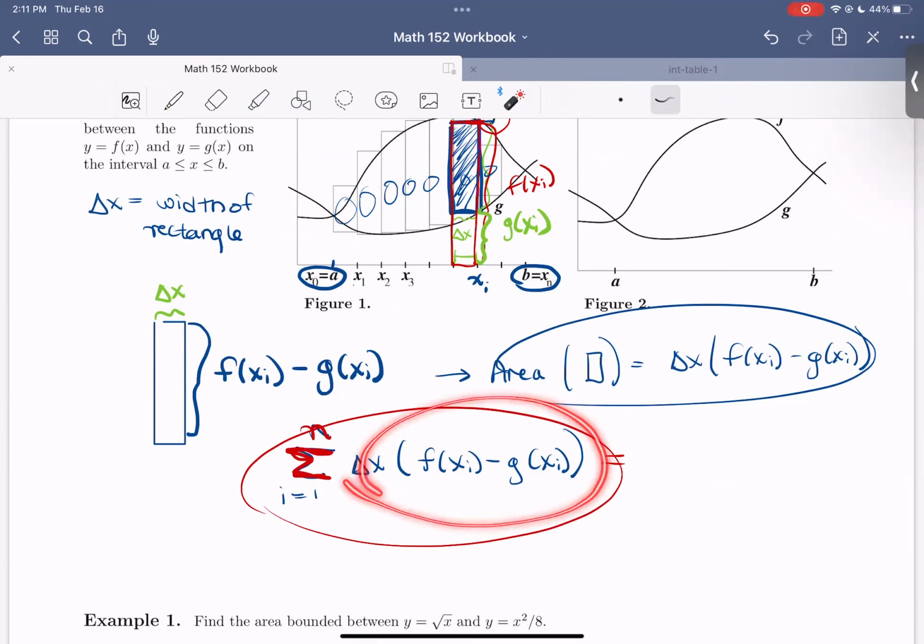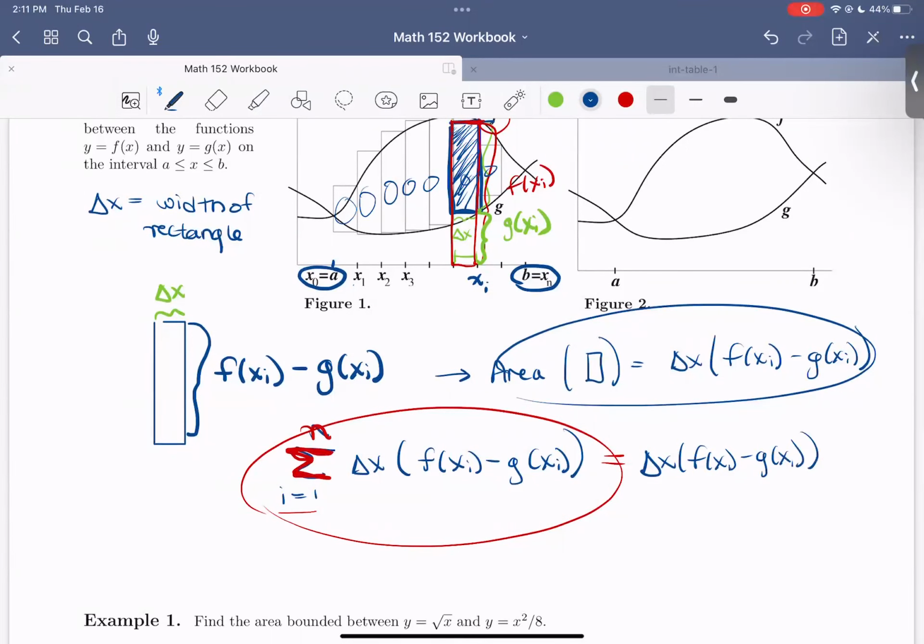So we start with when i equals 1. That would just look like the first term, delta x times f of x sub 1 minus g of x sub 1, plus delta x. Now we're letting i equal 2, so f of x sub 2 minus g of x sub 2. So that would just be the height of the second rectangle. Then we just continue doing this until we reach our final rectangle, delta x times f of x sub n minus g of x sub n, the height of our nth rectangle. So again, this is just shorthand for that long sum.